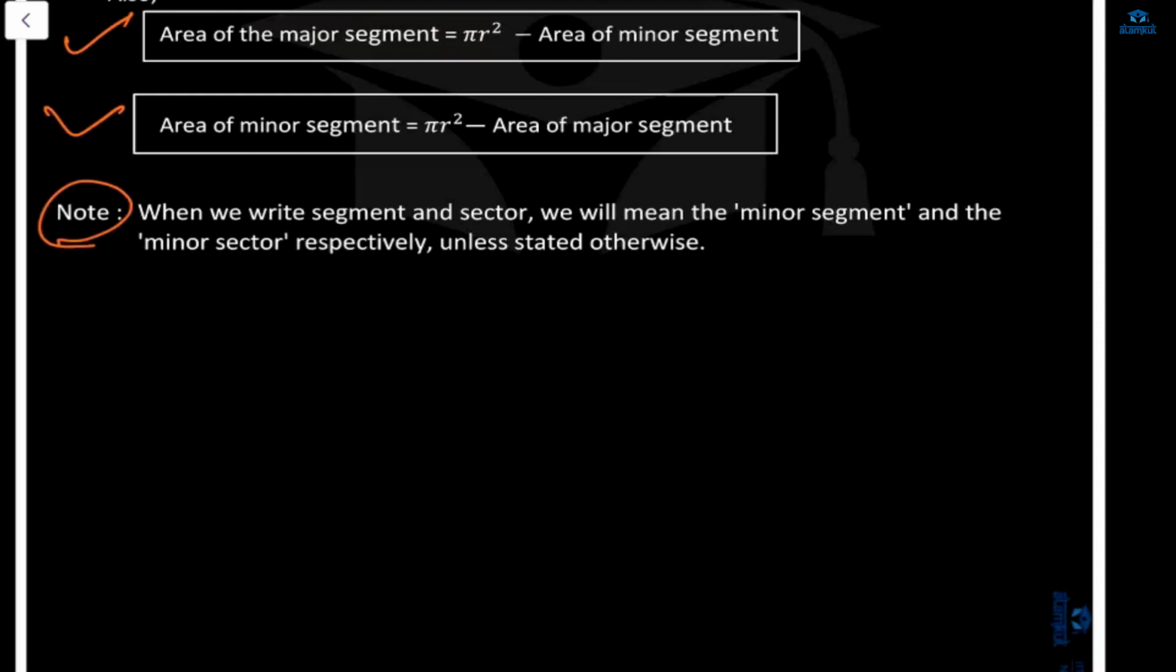Whenever we have just written segment or sector, you are always going to refer to the minor one, until and unless it is mentioned that you have to go for the major one. If it is not mentioned that you have to find the area or length of the major segment, till then you are going to go for minor. So by default it is minor, unless it is mentioned otherwise. So you always have to go for the minor.